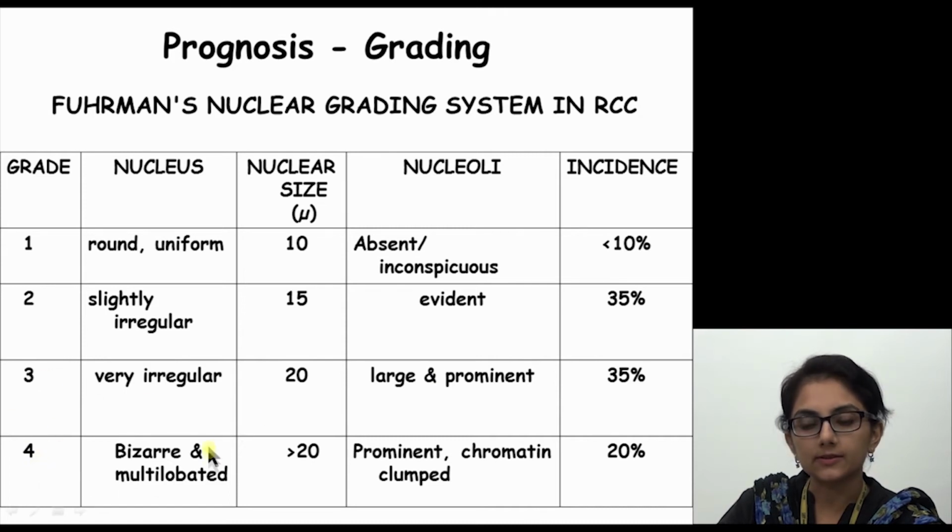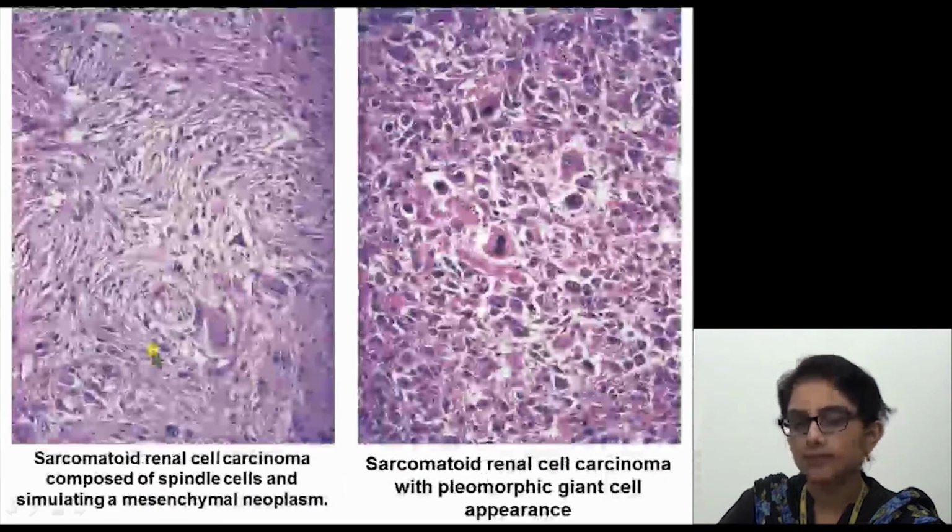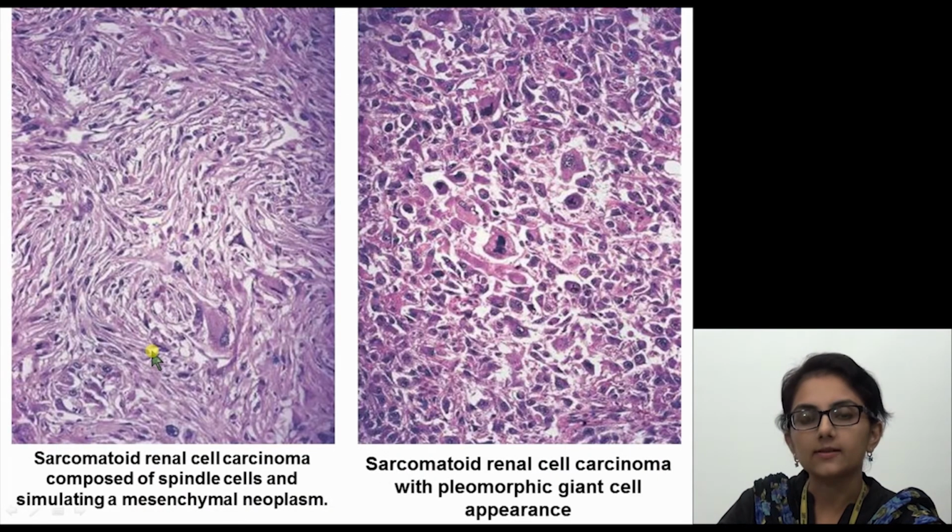And grade 4 is easy to pick up. It has bizarre, multilobated, large nuclei with very prominent nucleoli and chromatin clumping. As you can see, really in RCCs, it's grade 2 and grade 3 which are the most common grades of presentation. I discussed sarcomatoid change as an important prognostic factor, and we must always give a percentage if there is sarcomatoid transformation in the tumor.